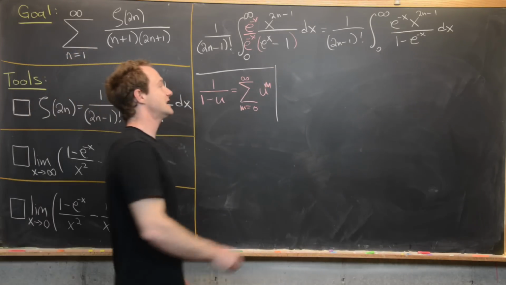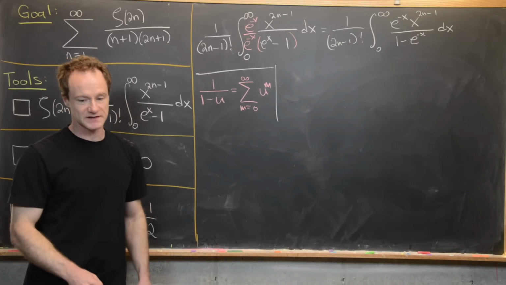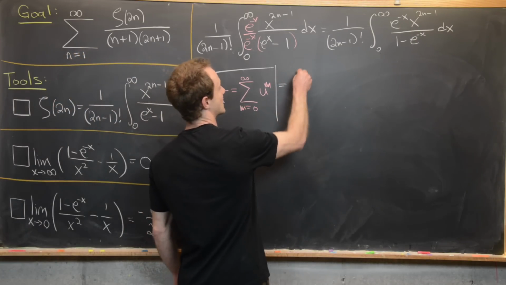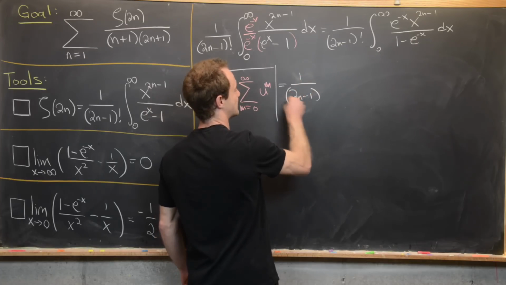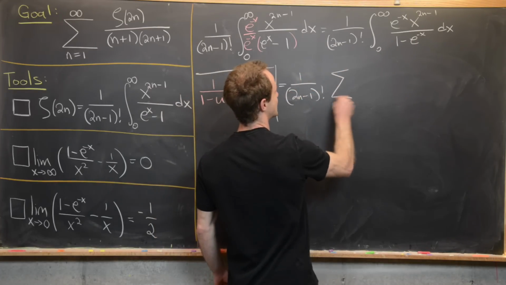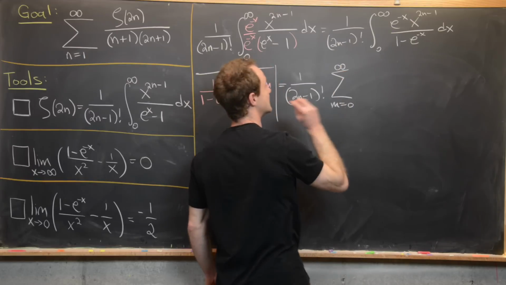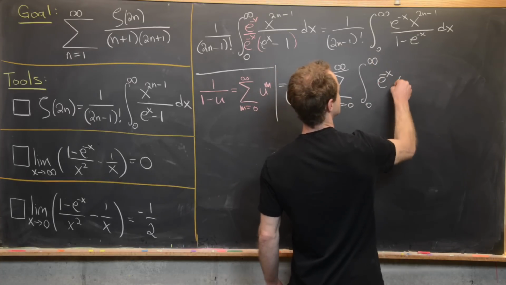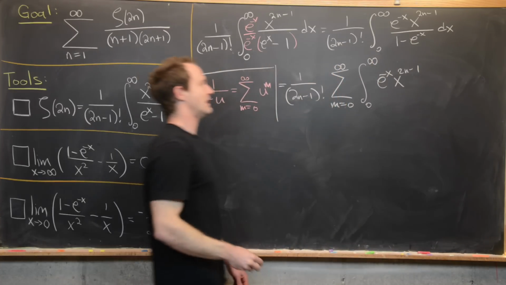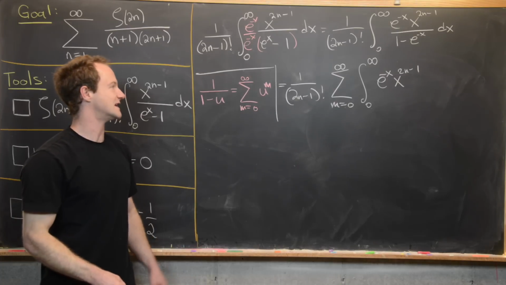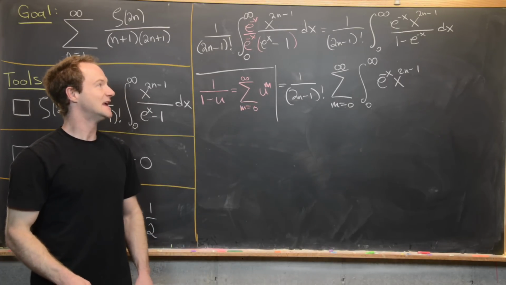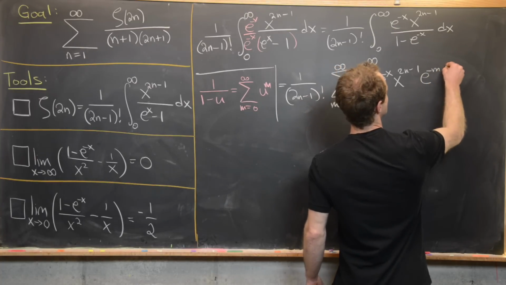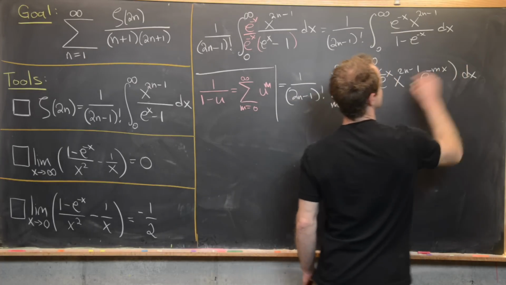And now we're going to rewrite the integrand while exchanging the order of summation and integration, which we're allowed to do because of the dominated convergence theorem. So that allows us to write this as 1 over 2n minus 1 factorial, and now we have this sum as m goes from 0 to infinity of the integral from 0 to infinity of e to the minus x, x to the 2n minus 1. And then we're taking that 1 over 1 minus e to the minus x and rewriting it as e to the minus x to the m, which is going to be e to the minus m times x. And now we have dx.